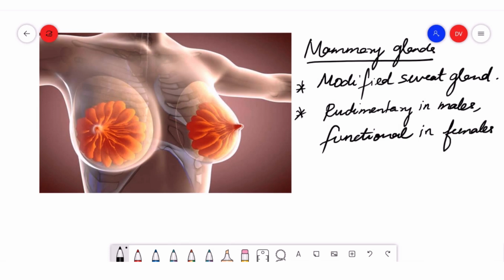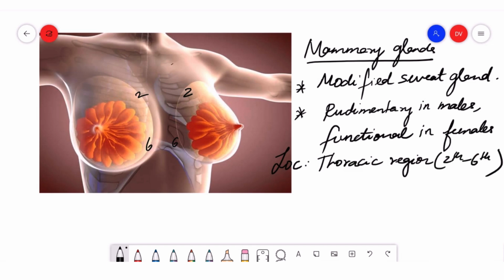If you ask me, where is it exactly located? You can see the rib bones there. From the second rib bone to the sixth rib bone, you have this mammary gland placed. We call it the thoracic region, the chest. So not in the cavity, you can call it the thoracic region, from the second to the sixth rib. So that is the location.